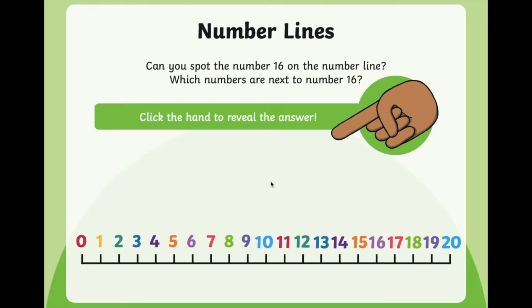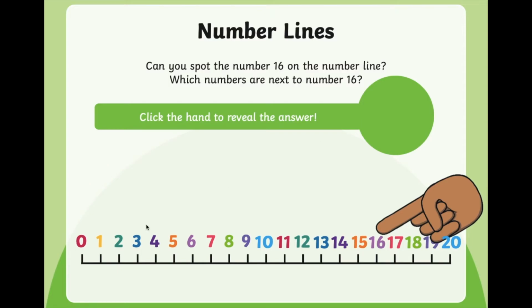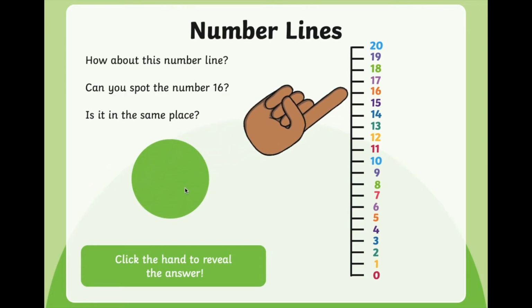Okay, we've got the number 16 somewhere on the number line. I wonder, can you point to the screen and tell me where it is? Okay, let's see if you're right. Super well done. And here we have another number line. It's a really tall number line. Can you again spot the number 16? Is it in the same place? It is. It's still between what two numbers? Yeah, it's in between 15 and 17.